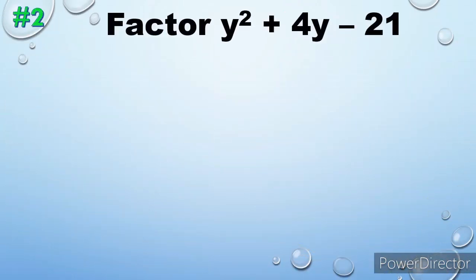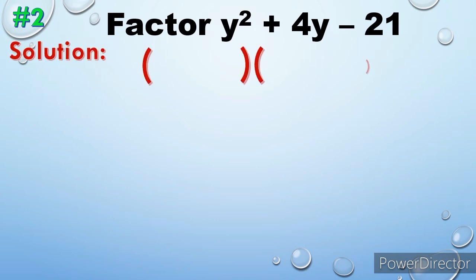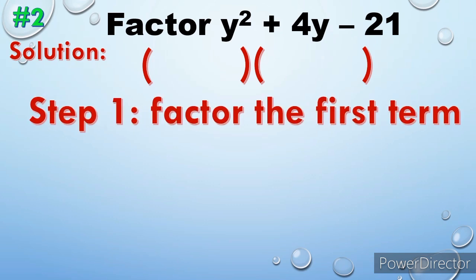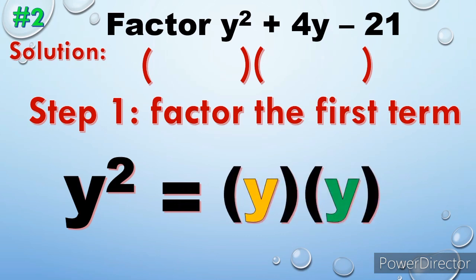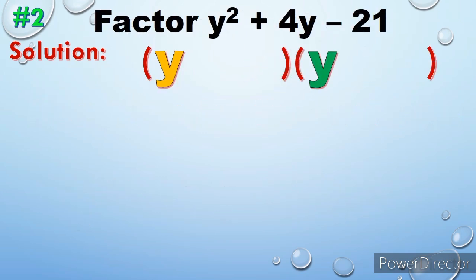Next, factor y squared plus 4y minus 21. Ito yung solution natin. Agad gawa tayo ng dalawang factors or parenthesis, open and close. Step 1, factor the first term. Ang first term natin is y squared. So, that is y times y. Susulat natin siya agad doon sa factor natin or first term ng binomials.